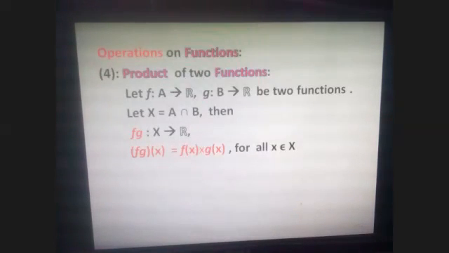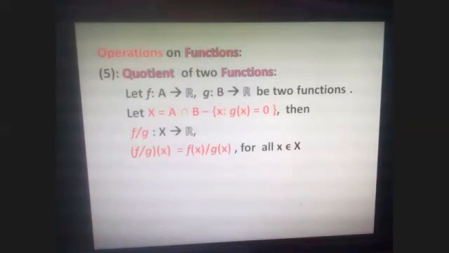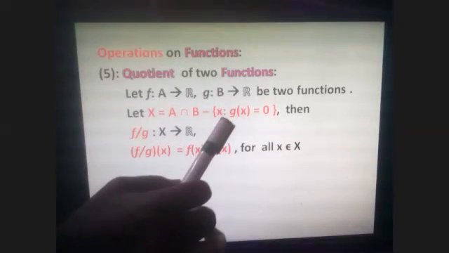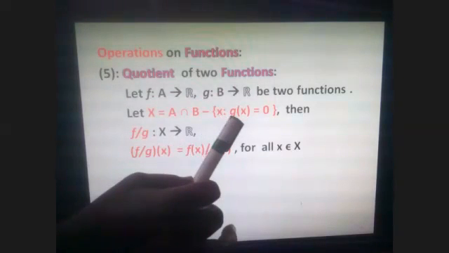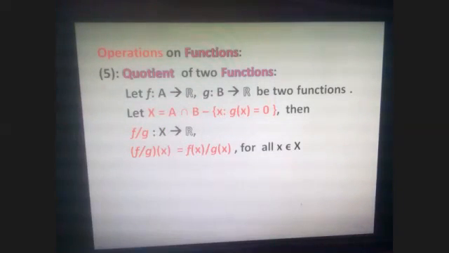Product of two functions, same thing. f and g are two functions. The domain of fg is also A intersection B. (fg)(x) is f(x) into g(x). This is a revisional point. But while we take the quotient, we take care that g(x) cannot be 0, or those x where g(x) equals 0 are removed from A intersection B.